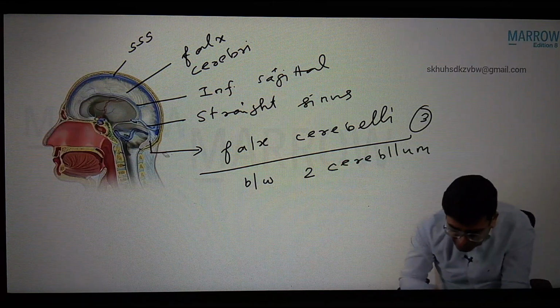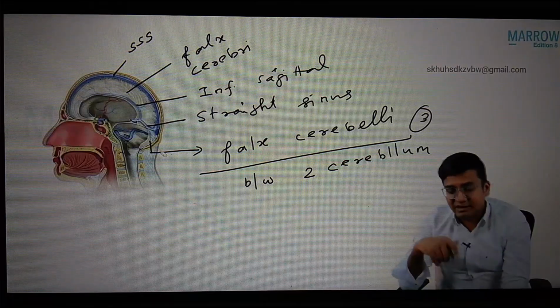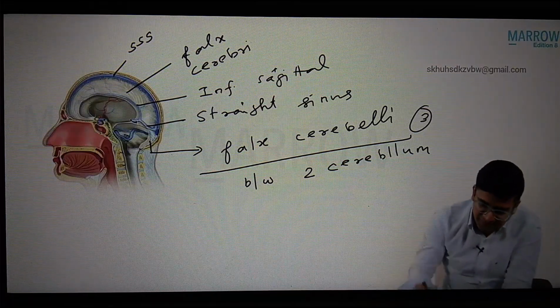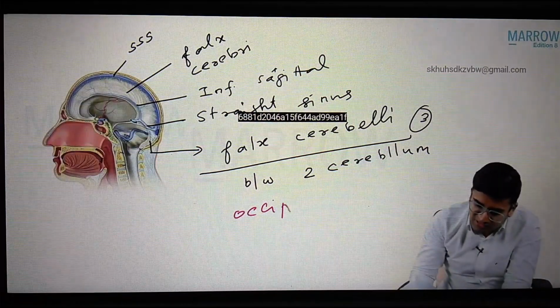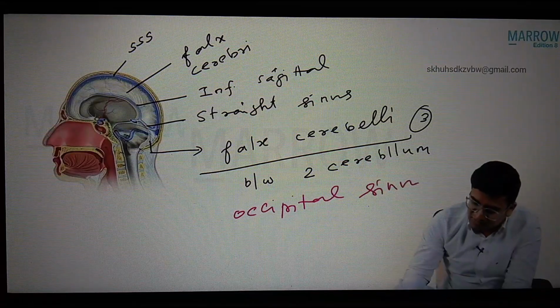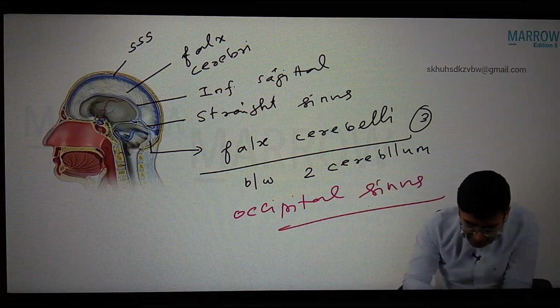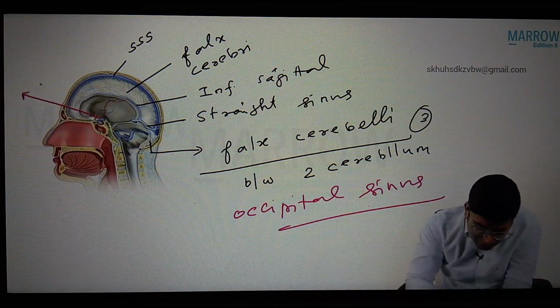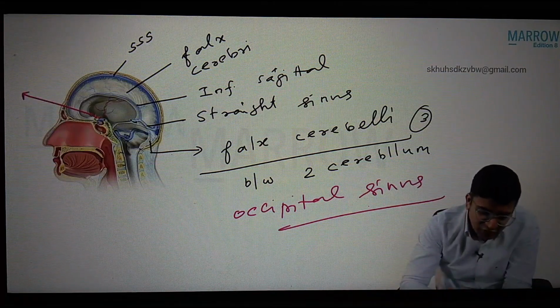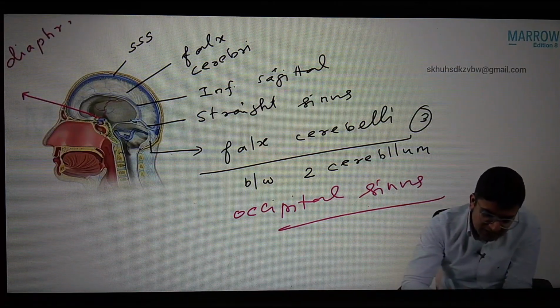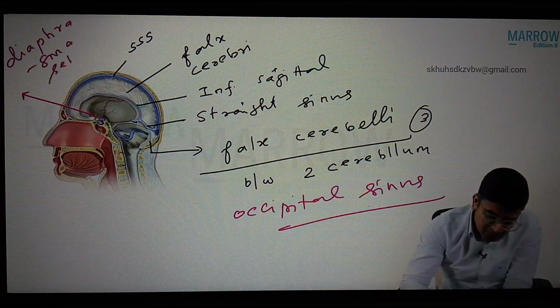Now can you see one blue color there? So one venous sinus is present there. What is that? Occipital sinus. So the occipital sinus is present in the falx cerebelli. Right. And one last one, that is the diaphragma sellae, the last dural fold.